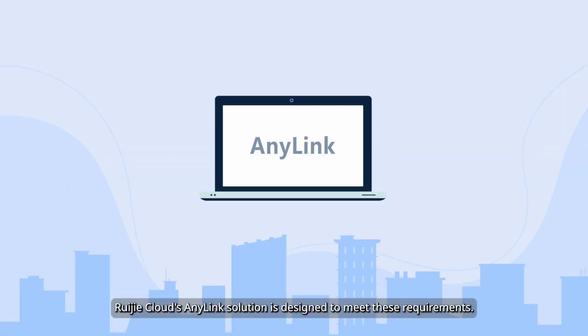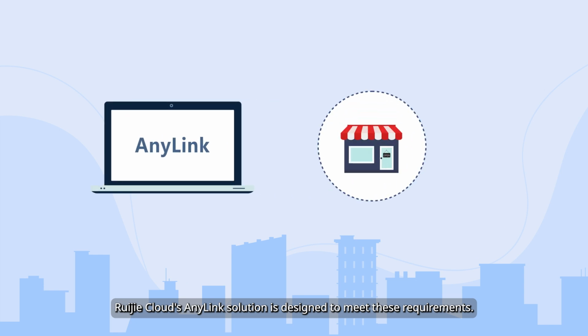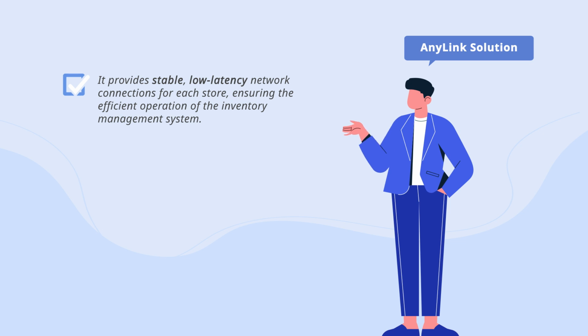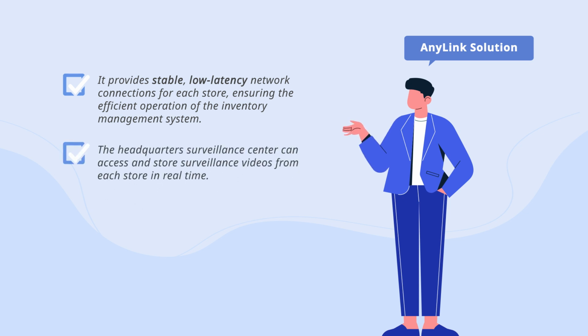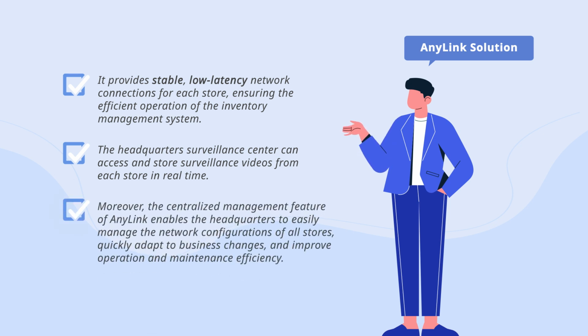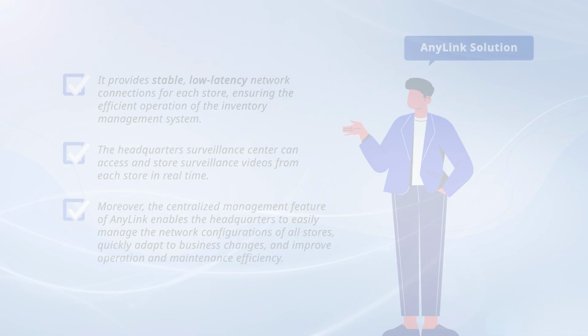Ruijie Cloud's AnyLink solution is designed to meet these requirements. It provides stable, low-latency network connections for each store, ensuring the efficient operation of the inventory management system. The headquarters surveillance center can access and store surveillance videos from each store in real time. Moreover, the centralized management feature of AnyLink enables the headquarters to easily manage the network configurations of all stores, quickly adapt to business changes, and improve operation and maintenance efficiency.